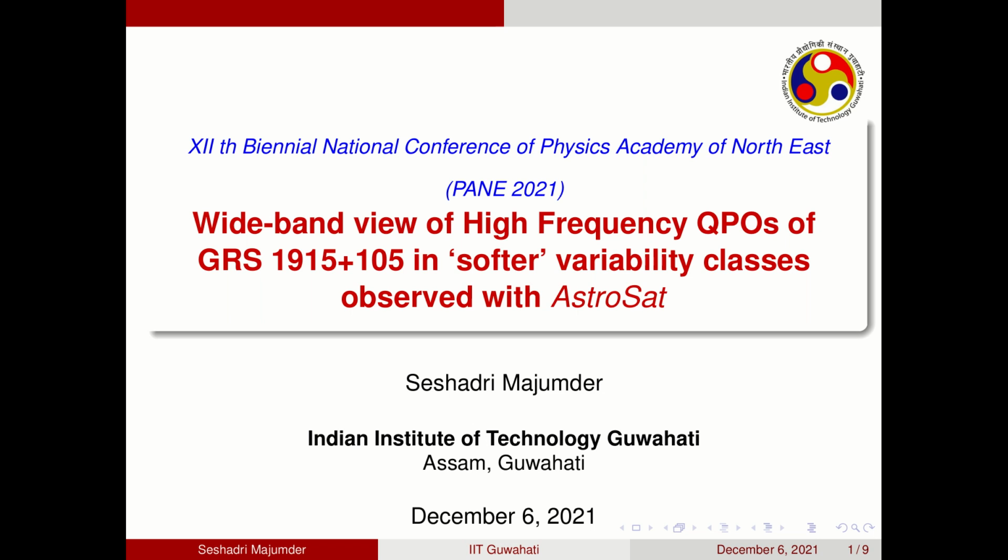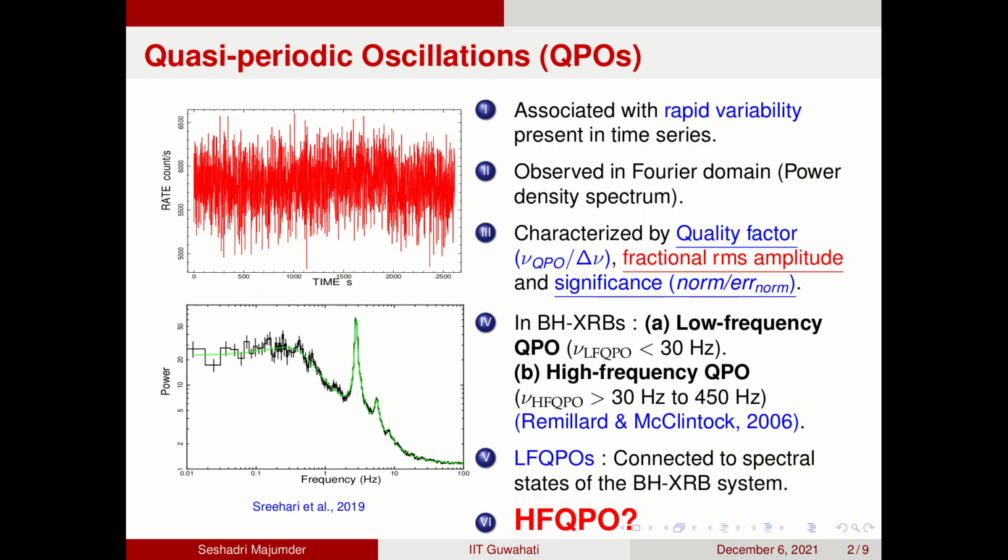So the title of my work is Wideband View of High Frequency QPOs of GRS 1915+105 in Soft Variability Classes Observed with AstroSat. So first of all, we have to know what is a quasi-periodic oscillation.